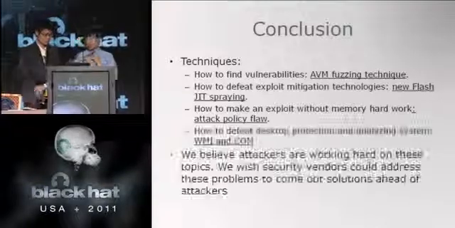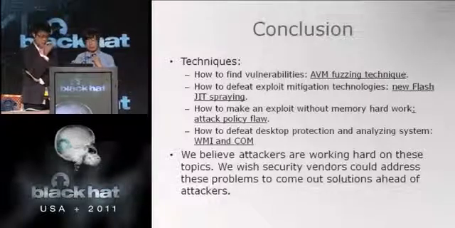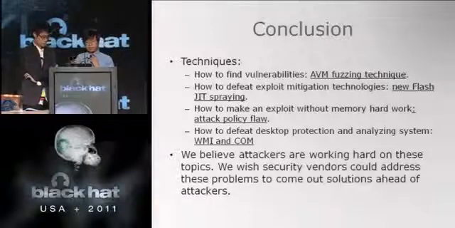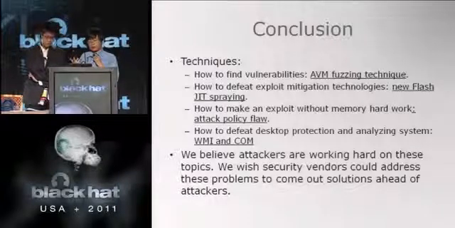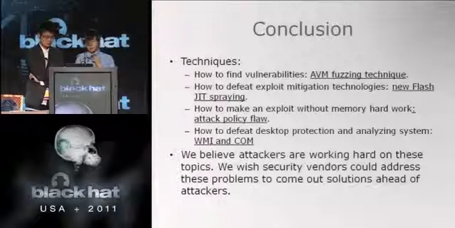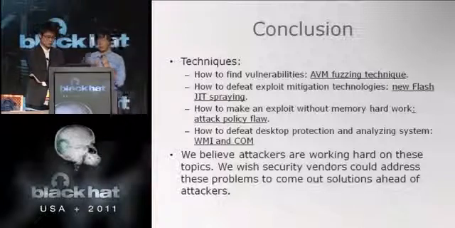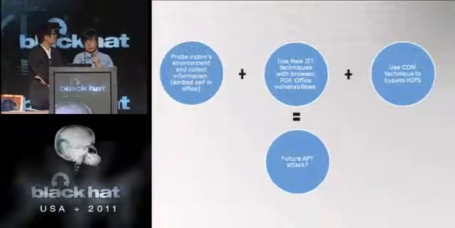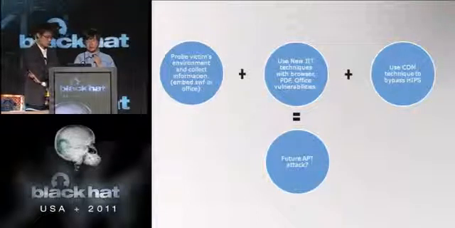Okay, so the conclusion. We have discussed four major areas that document exploit researchers might focus on in future, and also demonstrated our findings in this area, including AVM fuzzing techniques, new Flash JIT spraying, attack policy flow, and the WMI approach. We believe attackers are working hard on these topics as well. We wish security vendors could address these problems and come out with solutions ahead of attackers. Okay, this one shows one of the scenarios that hackers can use.